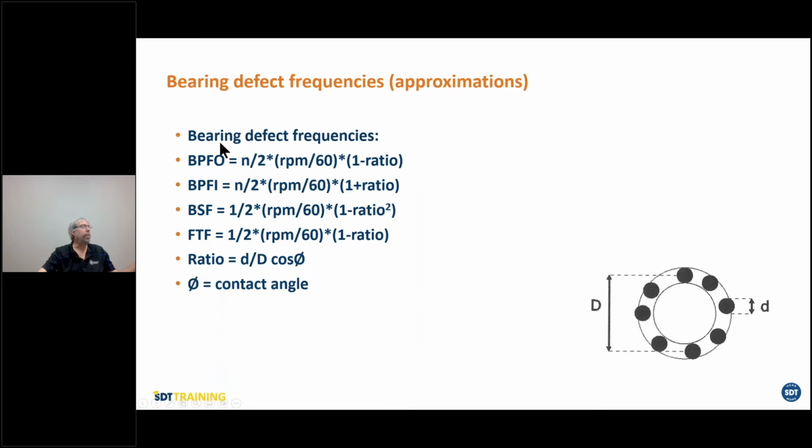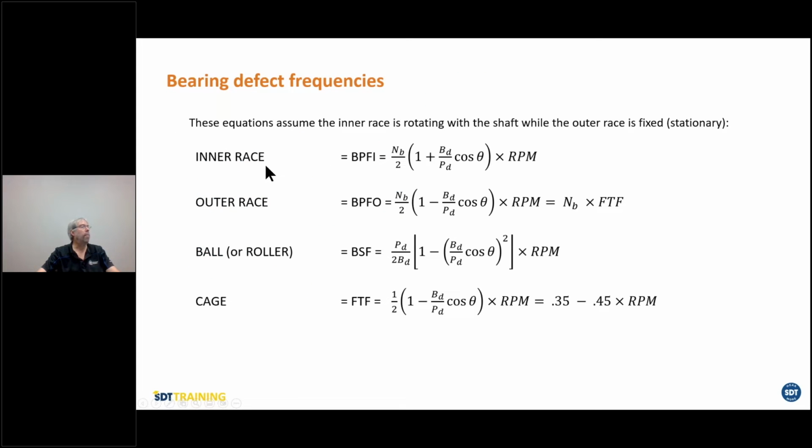You can calculate these frequencies with approximation formulas. BPFO is the number of balls divided by 2, times the RPM divided by 60, times 1 minus the ratio, which is a ratio of about 0.4. In other words, if you don't have much information about your bearings, you can still do some approximations to see if those frequencies appear on your spectrum. But there are much more elegant formulas which require much more math. These formulas can be calculated to get precise frequencies for your inner race, outer race, ball spin, and cage frequency. These assume the inner race is rotating with the shaft while the outer race is fixed, stationary.